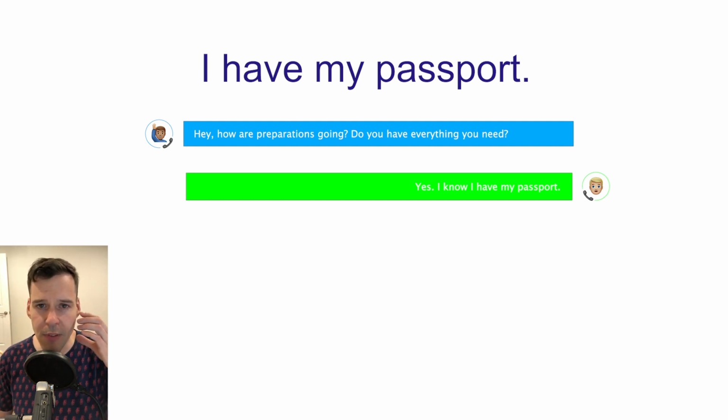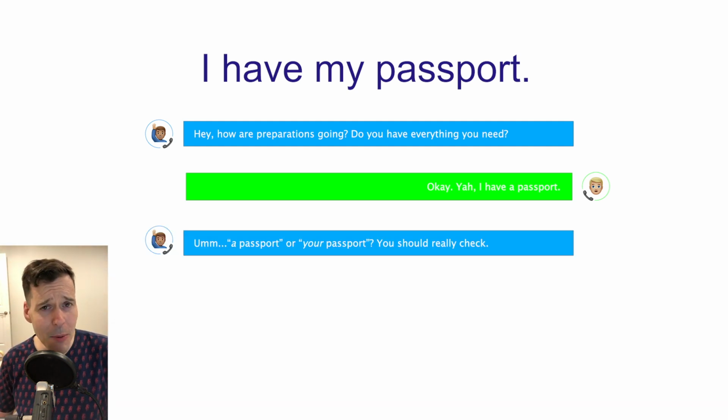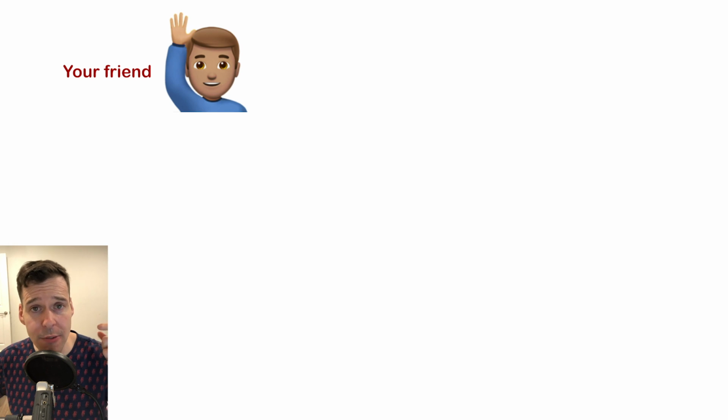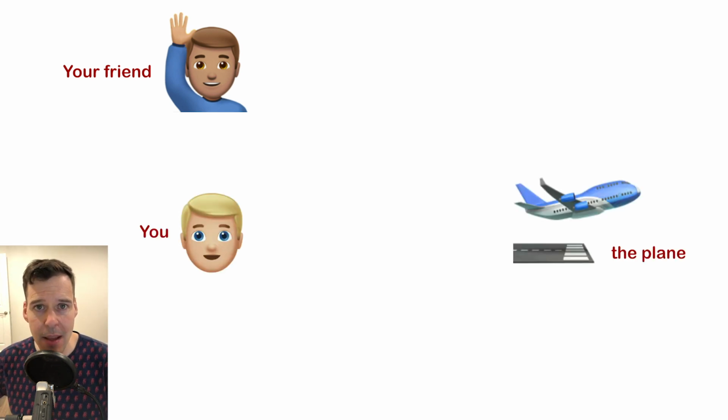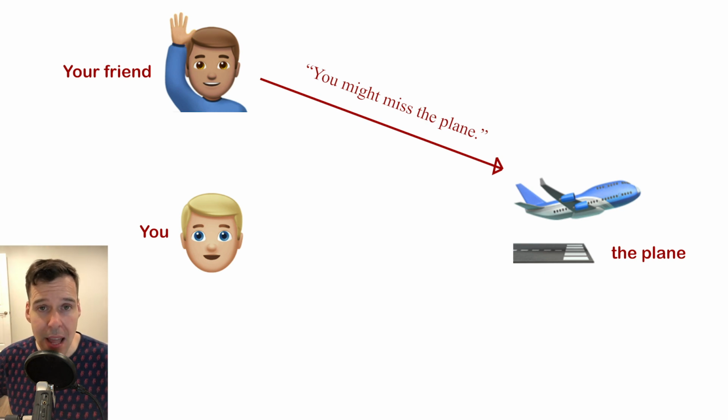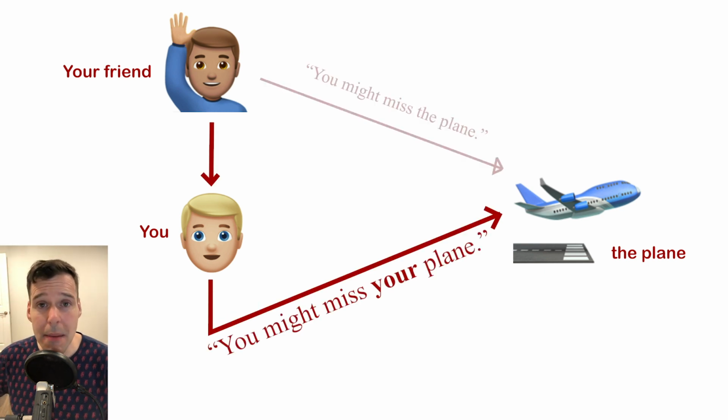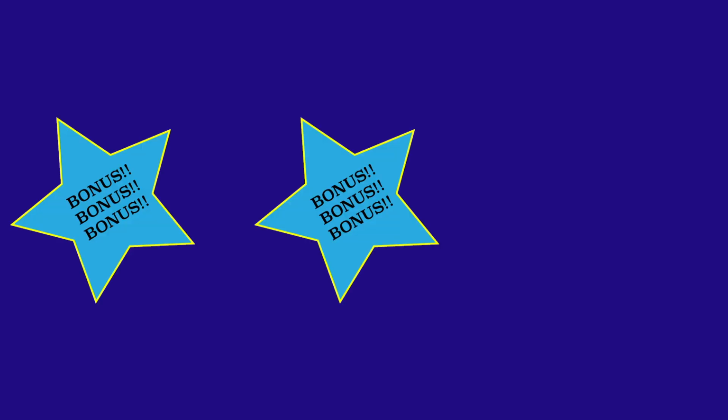If you were on the phone and you said to your friend, "Okay, yeah, I have a passport," that friend might say, "A passport or your passport? You should really check." Actually, this is interesting. In that situation, because your friend knows that it's important for you to get on the plane, instead of them saying, "You might miss the plane," they can say, "You might miss your plane," because they know that you think that it's important to get on the plane.